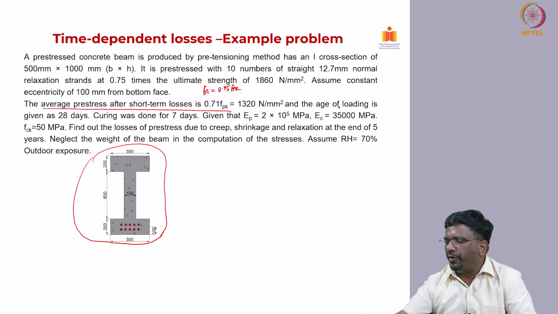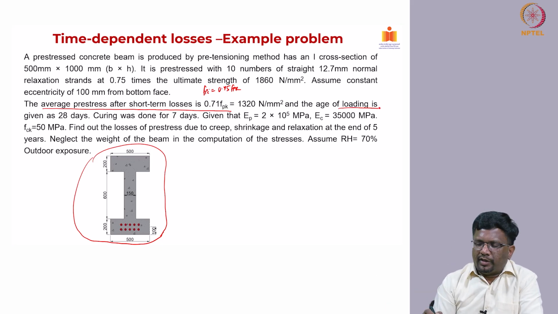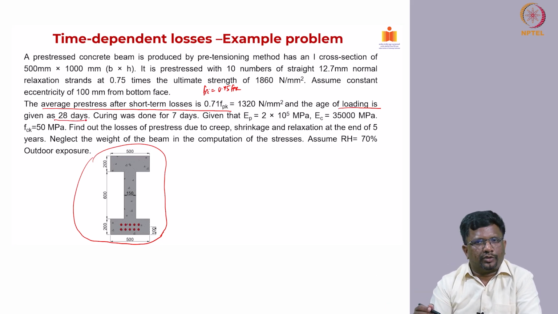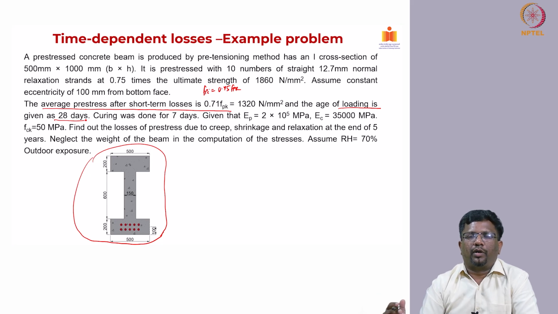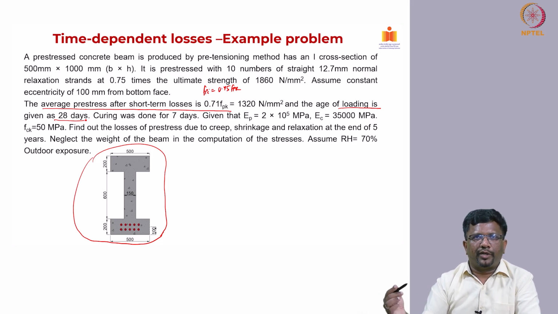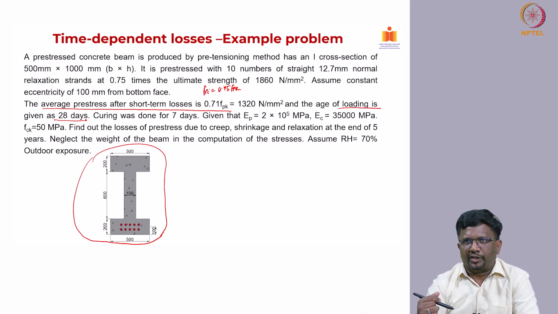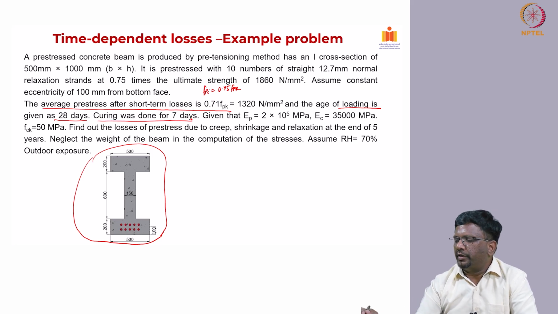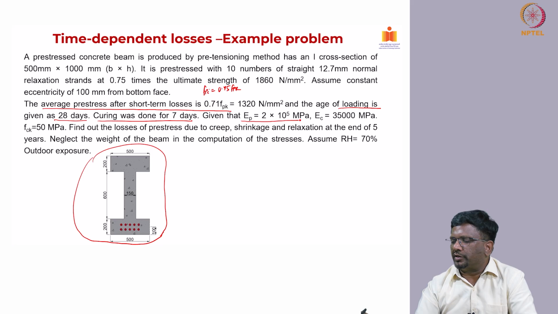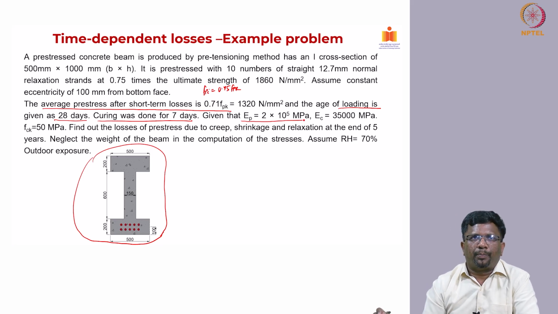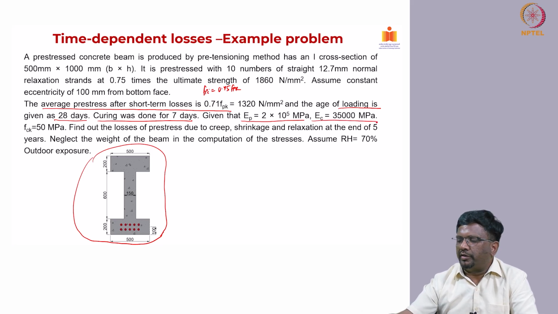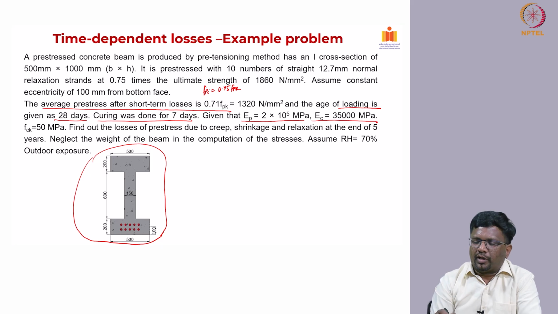And the age of loading, so you start loading it at the age of 28 days, which is good, right? After significant curing, if you start loading, your creep and shrinkage effects will be less. And curing here was done for 7 days, and elastic modulus of pre-stressing steel is 2 × 10⁵ megapascal, and elastic modulus of concrete is given as 35,000 megapascal, grade of concrete is given as 50 megapascal.